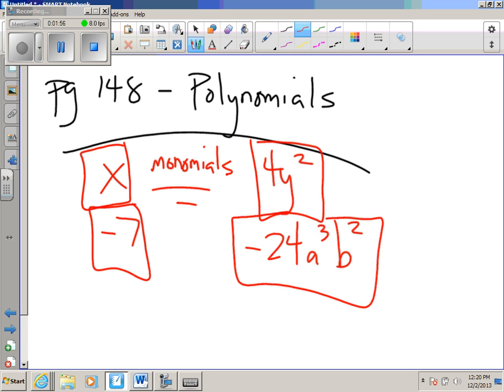When we think about polynomials, it would be when we take the monomials and we put them together. One God makes monotheism. Many or more than one makes polytheism. One of these terms is a monomial. Put them all together where you have more than one of them, and it's a polynomial. Okay?